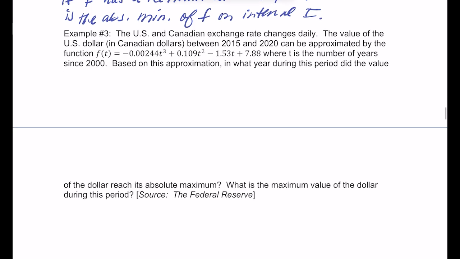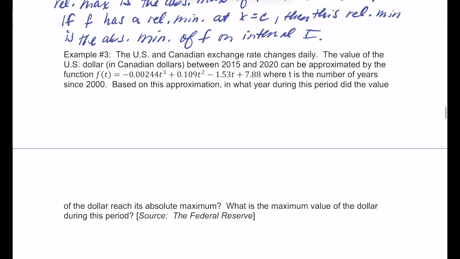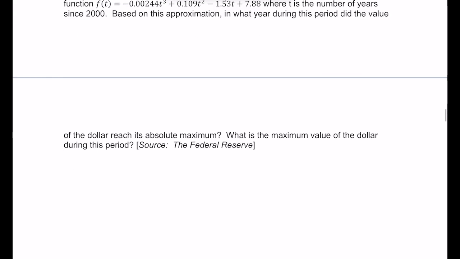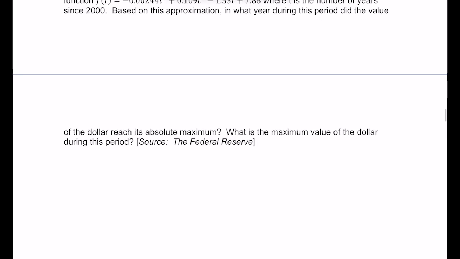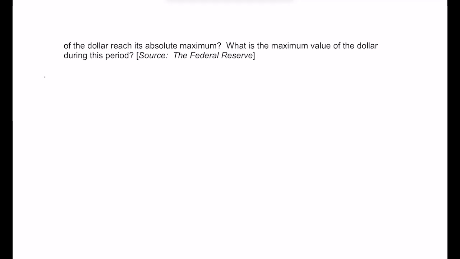Okay, so we know that we have a polynomial function, and it is defined on the closed interval from 15 to 20, okay, because we're only looking from the years 15 to 20. So since the function is also continuous, we can use the extreme value theorem. So the first thing I need to do is, the question says, in what year during this period did the value of the dollar reach its absolute maximum? And then what is the maximum value of the dollar during this period?